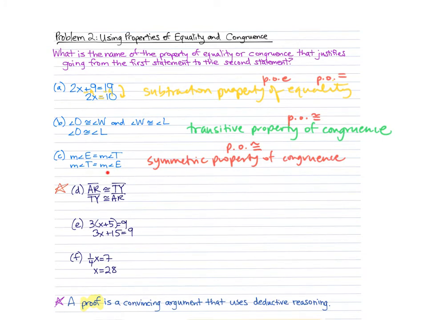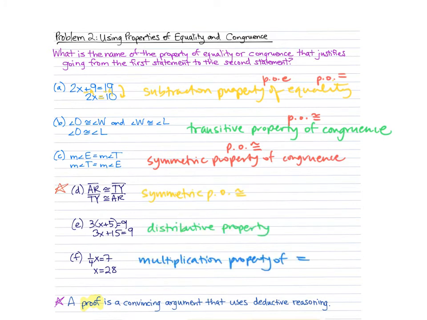Okay, try these three on your own. Press pause and then check back for the solution. Okay, so this first one you can see is just two things. They switched order. So that's a symmetric property, and this is a congruent symbol, so it's symmetric property of congruence.